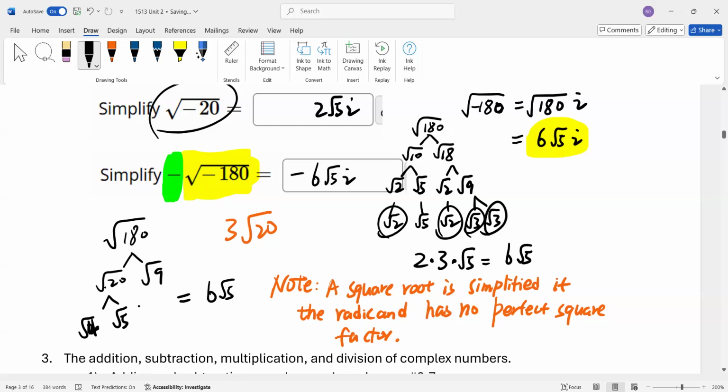You cannot go further. And this is just a 3, right? And the root 4 is 2. So 2 root 5, 3. So 6 root 5. Better, Ether? Yes, yes. Yeah, thank you.